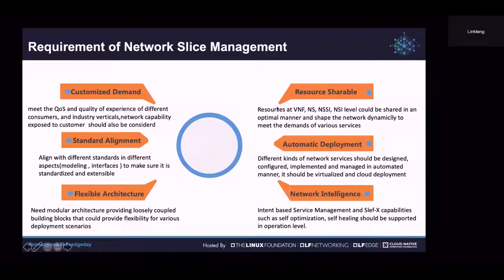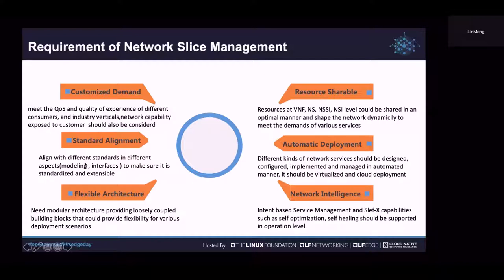Talking about the resource sharing level, the resources at VNF, NS, NSSI, and NSI level could be shared in an optimal manner and shape the network dynamically to meet the demands of various services. The resources of slices should be shared and the slice is logically isolated. So different kinds of network services should be designed, configured, implemented, and managed in an automated manner. It should be virtualized and cloud deployed. The slice orchestration functionality is actually an enabler for network automation and should play an important role in quick service rollout.